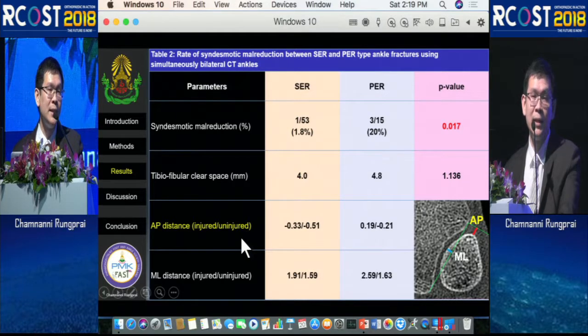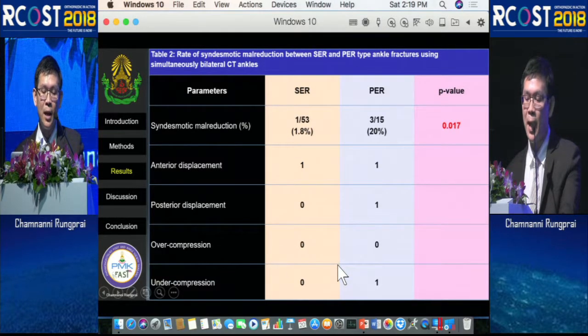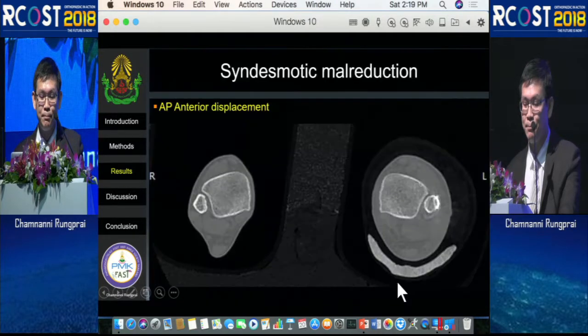When we look into the AP distance, you can see at the right lower bottom, compared to the uninjured side, there was no statistically significant difference in both types of ankle fracture. Also in the medial-lateral distance, there was no significant difference in both SER and PER type ankle fracture. For the subgroup analysis of the malreduction, in the SER type there was one anterior displacement. In the 3 of PER type, there was 1 anterior, 1 posterior, and 1 undercompression.